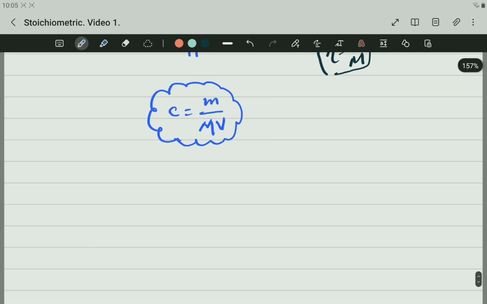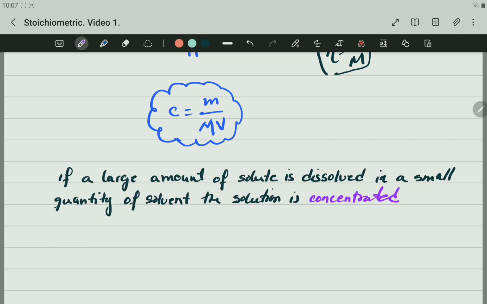So now let's quickly have something very important to know. If a large amount of solute is dissolved in a small quantity or amount of solvent, then the solution is going to be concentrated. So a concentrated solution is when you have a lot of solute in a small quantity of solvent. Okay, so that is what we call concentrated.